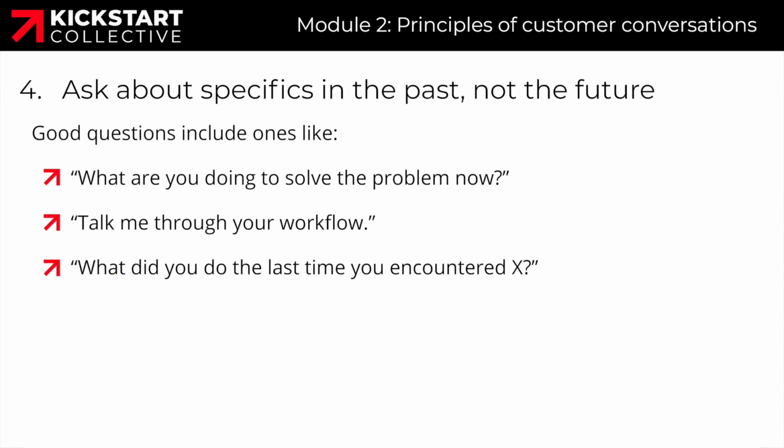4. Ask about specifics in the past, not the future. The future is uncertain, and therefore not great to base a business on. A person might not be able to tell you for certain that 3 months from now they will have cereal for breakfast, but they are much more likely to recall whether they have eaten cereal for breakfast in the past week. Humans are creatures of habit, so as a rule of thumb, past behaviour is the best indicator for future behaviour.